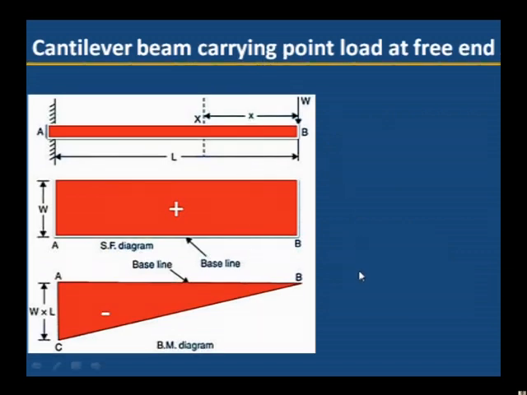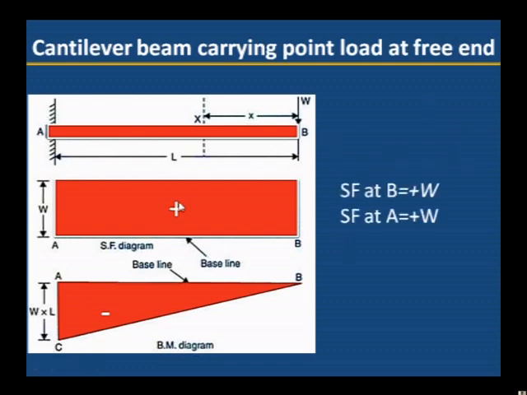Let us see how to calculate the bending moment and shear force for the cantilever beam. I have considered this cantilever beam fixed at A and free at the B point, and it is carrying a point load of W. To calculate the bending moment and shear force at the important points, salient points, here I am considering the points A and B. Point A is fixed and point B is the free end.